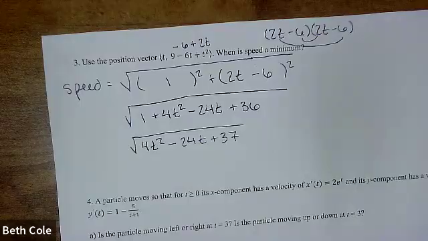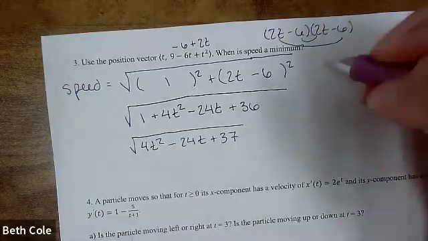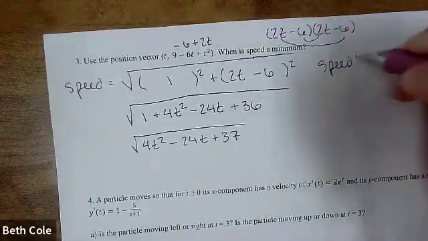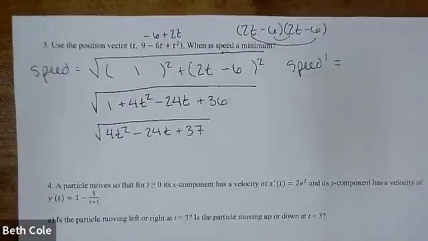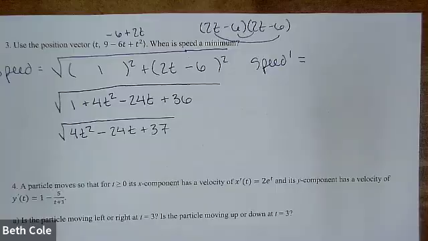Now, we want when speed is a minimum. So this is way back. Maximums and minimums come from what? Who are your candidates? Start and end point, which we don't have here. It's just the whole number line. And who else are your candidates? Critical points. How do you get a critical point? Derivative equals 0. So we're going to find speed prime and set it equal to 0. We're going to get the derivative and set it equal to 0.